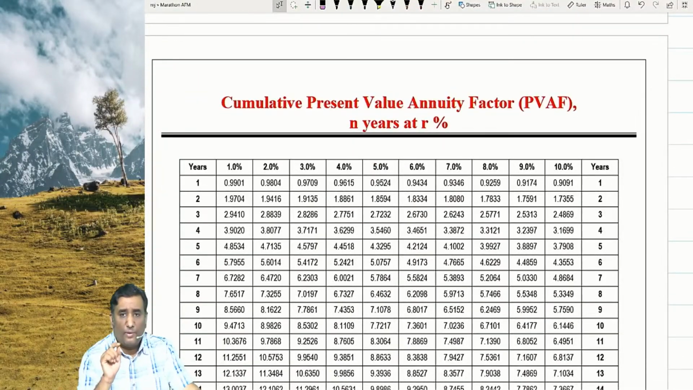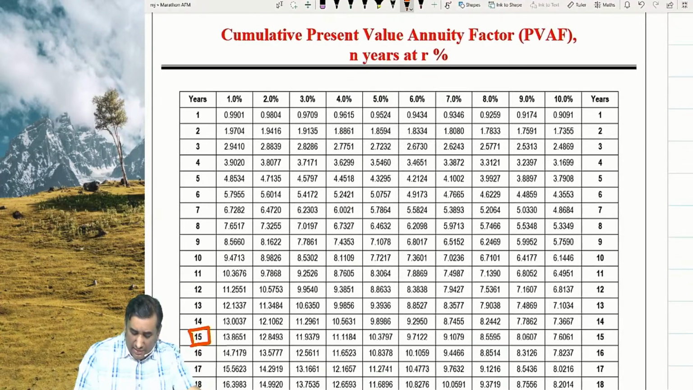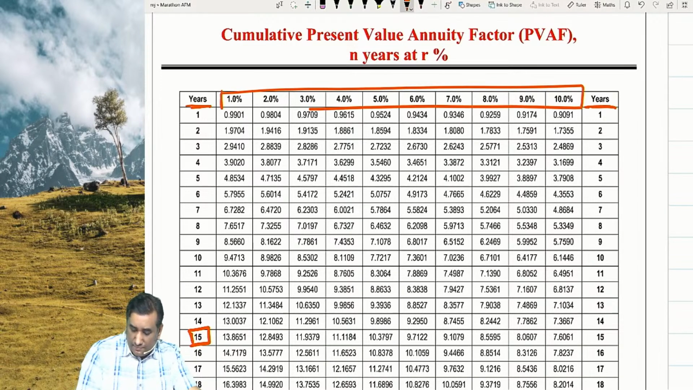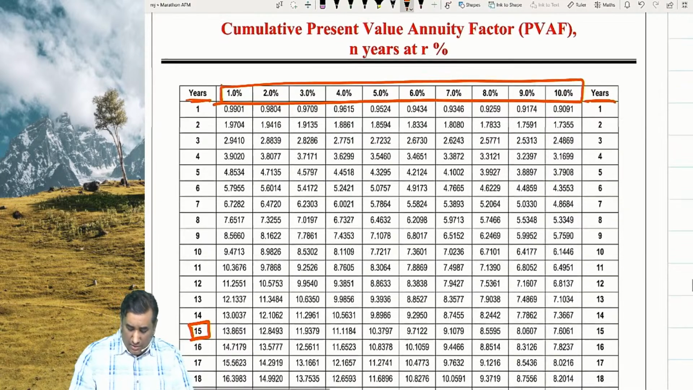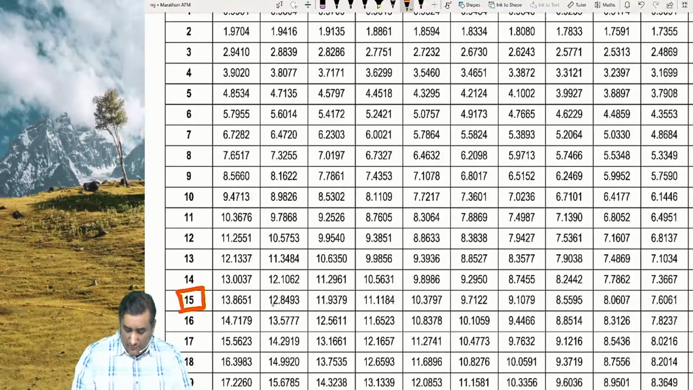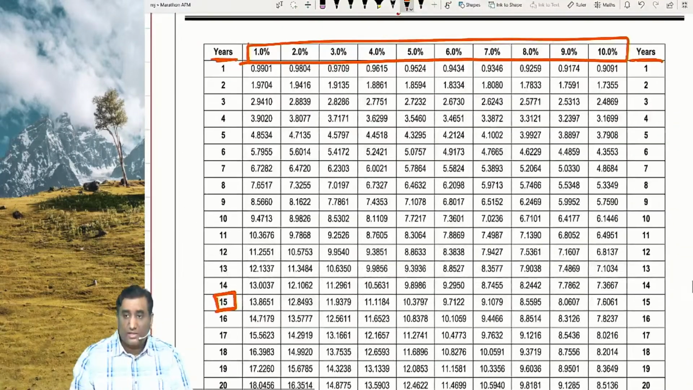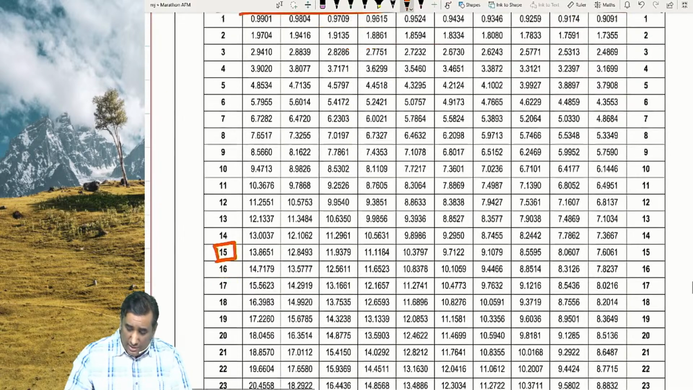annuity table. How many years? 15. So we'll go to 15. I'll stand here at 15. And these are years, and in between we have what? Rates. I want to see sum of what? 5. So in the 15 row I look for 5. Nothing comes. So till 10% nothing comes. Right? 15 years you go right. Anywhere 5? No. Then I go to the next page.